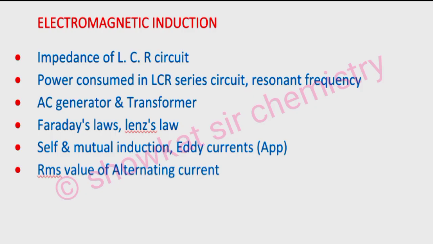Next chapter is electromagnetic induction and alternating currents. Here, first of all, you have to derive an expression for impedance of LCR series circuit. Similarly, power consumed in LCR series circuit. And similarly, you will derive an expression for resonant frequency here. Next, very important, that is either AC generator or transformer. The transformer is very important. Here you will study its principle, construction, working and theory.